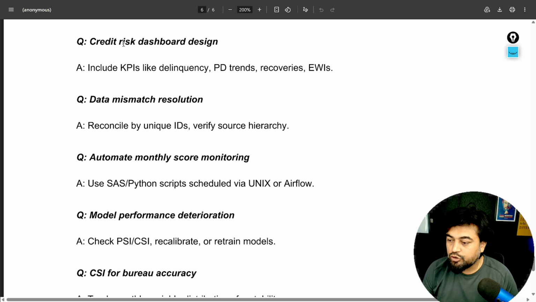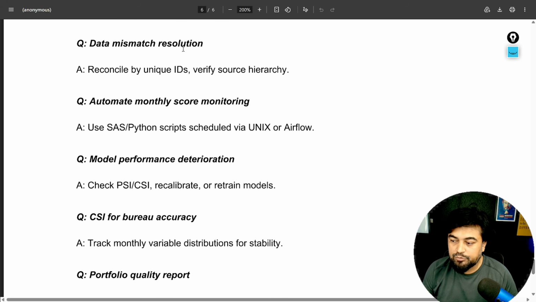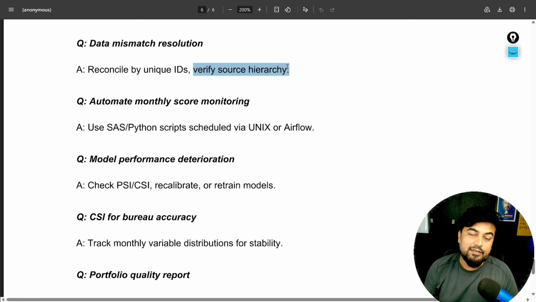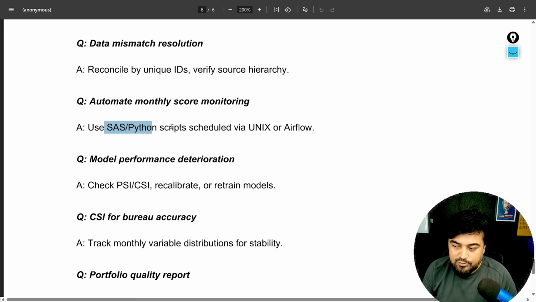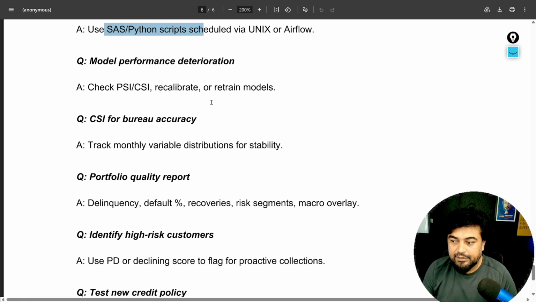Then credit risk dashboard design. It includes many KPIs like delinquency and PD trend. It's very easy. Data mismatch resolution: reconcile by unique customer ID and always verify the sources. If somebody asks how you solve data mismatch issues, this should be your answer. Then automate monthly score monitoring. We use either SAS or Python. You should be an expert in at least one of them.